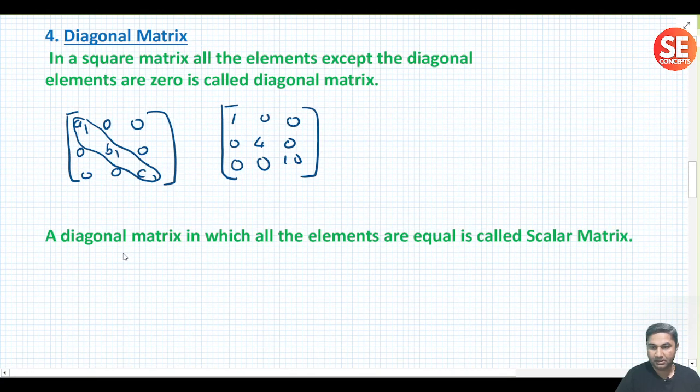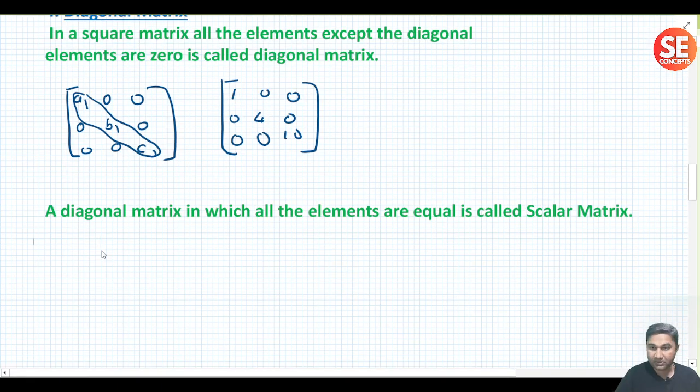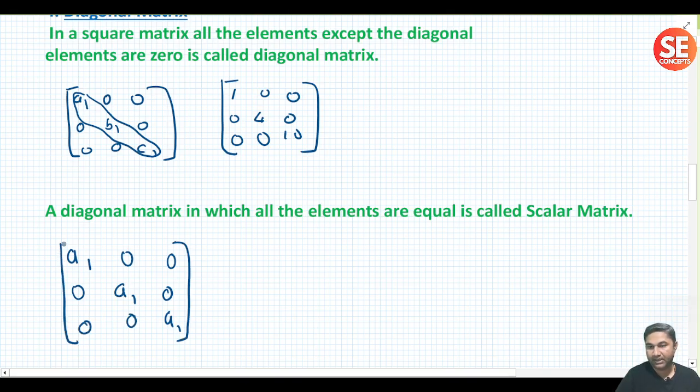A diagonal matrix in which all the elements are equal is a scalar matrix. See here, all the elements are not equal. For example, if I take a scalar matrix, this will be A1, this will also be A1, this will also be A1, and the rest will be 0, 0, 0, 0, 0, 0. This is a scalar matrix. If you consider here, it will be 1, 1.